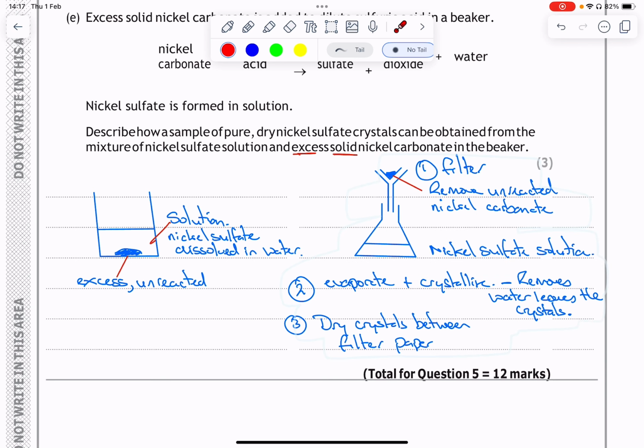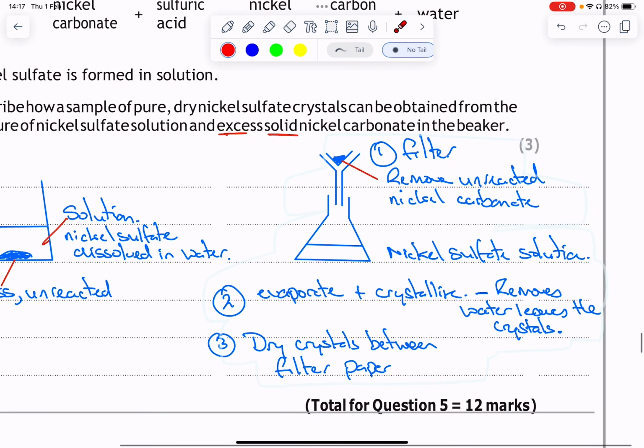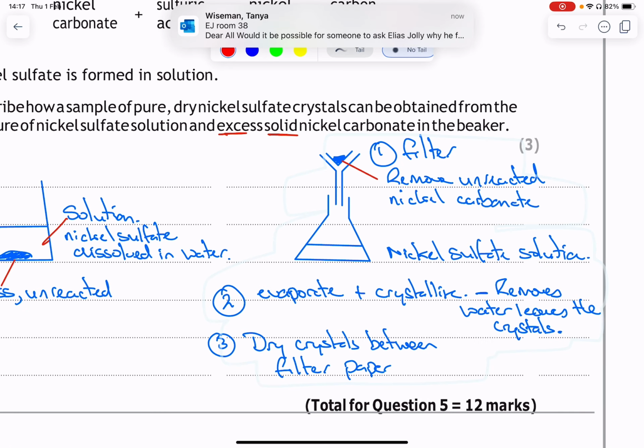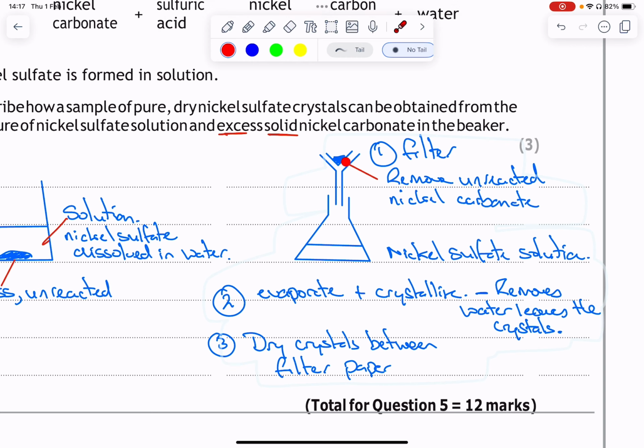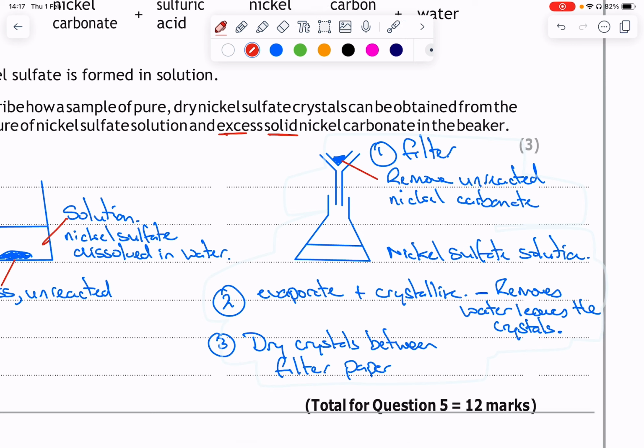So let me take you through the different stages. We'll zoom in a little bit. So my first job would be to filter, and the filtering means that we remove the unreacted, the insoluble nickel carbonate gets trapped here. The solution will come through. So in the bottom of this beaker, we'll just draw that in the bottom of the beaker here, we have got the nickel sulfate sitting in the bottom. Nickel sulfate sitting in the bottom, okay?